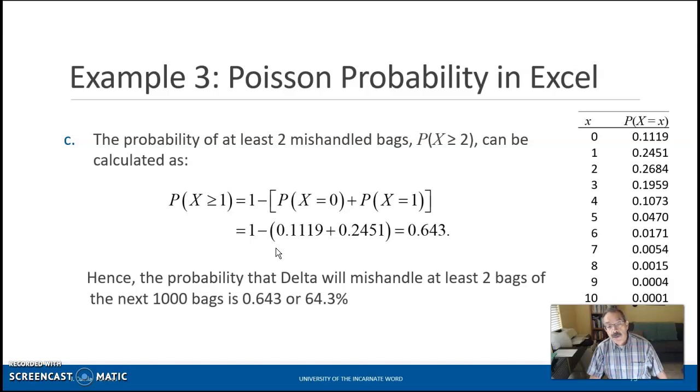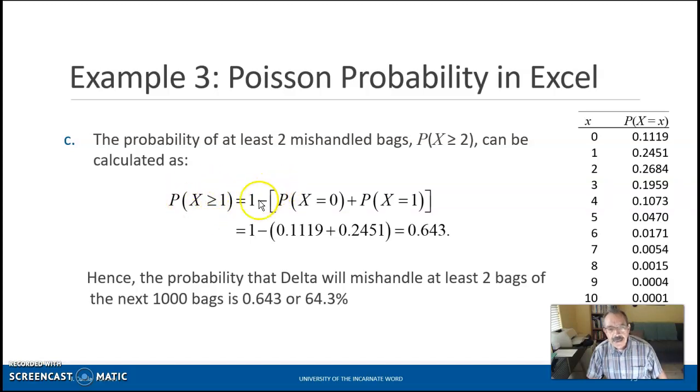Now the third question, and we'll use this table again for this purpose, it says what is the probability of at least 2 mishandled bags? So the probability that the random variable is 2 or larger. Again, we use the complement of this event to calculate the probability. And the probability that x is larger or equal to 2 is the probability that x is less than or equal to 1. And I have the wrong probability statement here. I will correct the slides and repost them with the correct statement here.